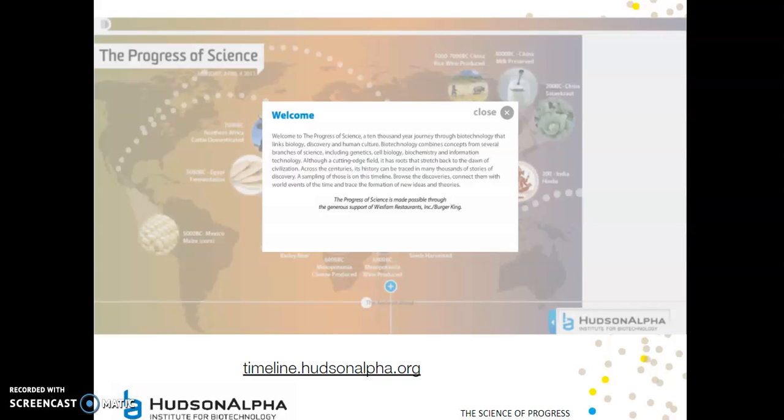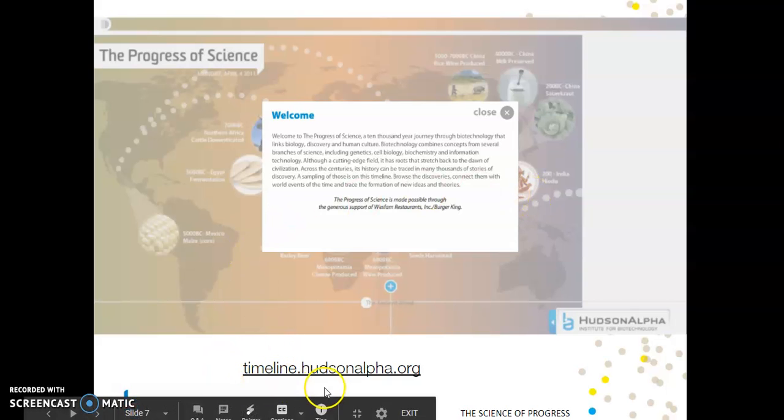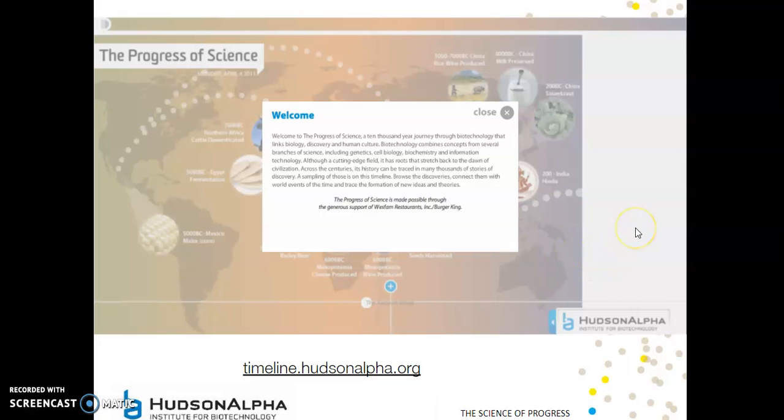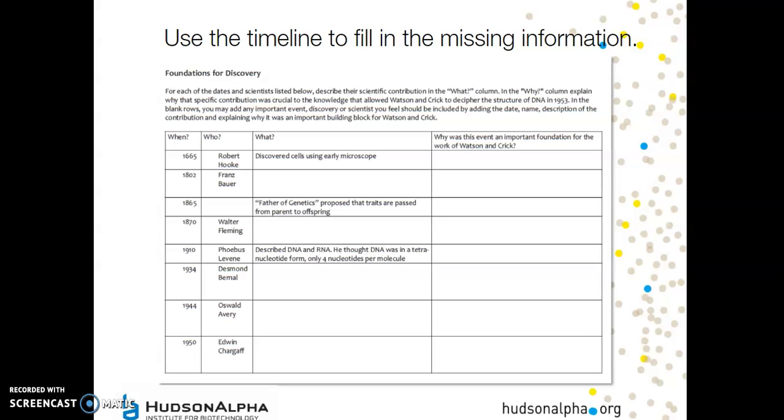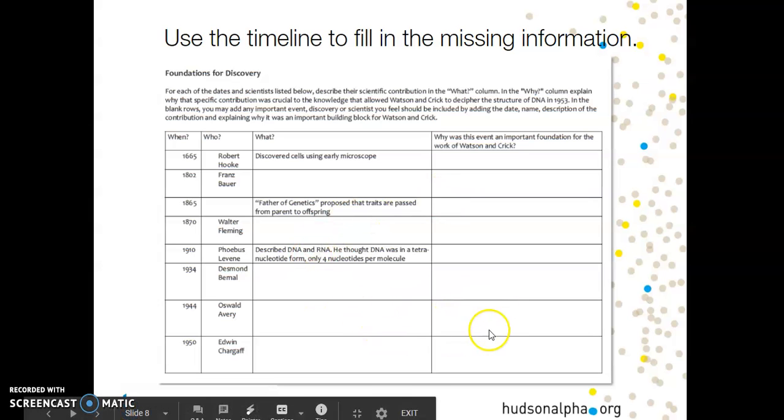So we're going to use this timeline. This timeline is found at timeline.hudsonalpha.org, but I already have a link for that for you in the assignment. And so when we use that timeline, we're going to fill in some missing information on our chart. It will have years, it may have the who, it may have the what, and it may also help you out with why this event was important in the foundation for the work of Watson and Crick. So whatever's missing on this document is what we're going to do research to find.